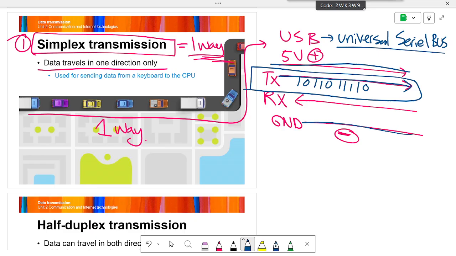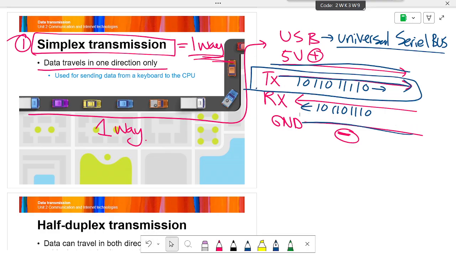Now we also have receive. Receive. So this is the data go this way. Receive is when the data comes back. Again, this is an example. If I was just looking at this one line, this is an example of a serial simplex transmission. Agree or disagree? Simplex just means one direction. One line, one direction. Okay?